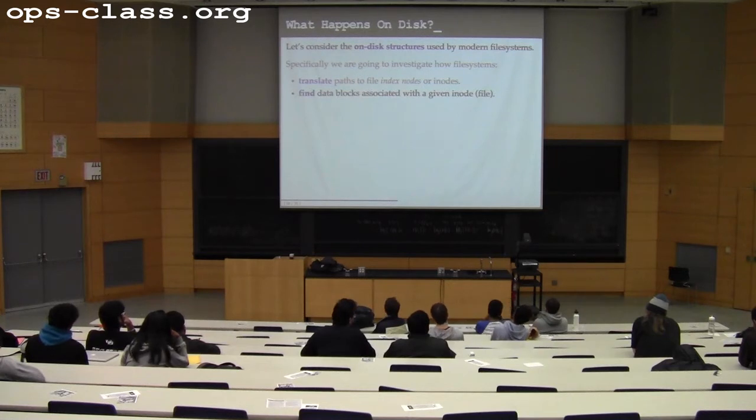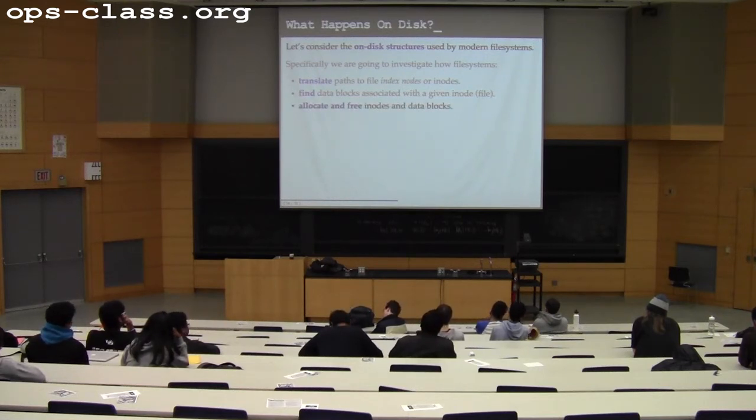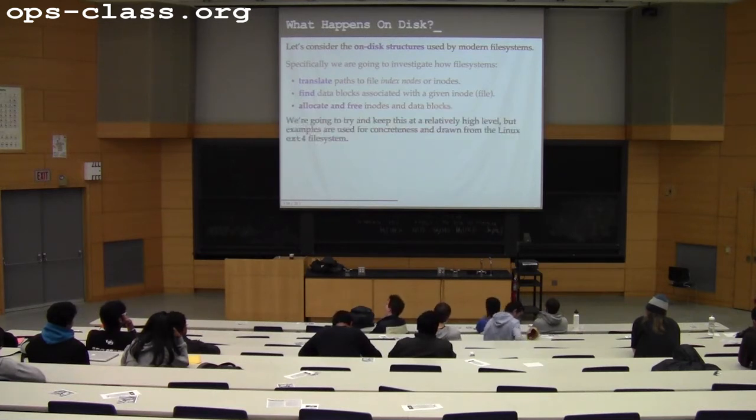So once we find some information about the file, we're actually, of course, going to want to find all the data blocks associated with the file. And we'll talk about how those are organized. And we'll talk a little bit about how inodes and other on-disk data structures are allocated.